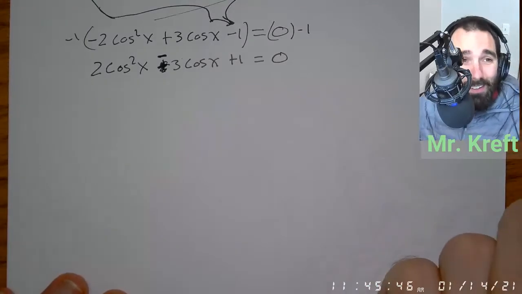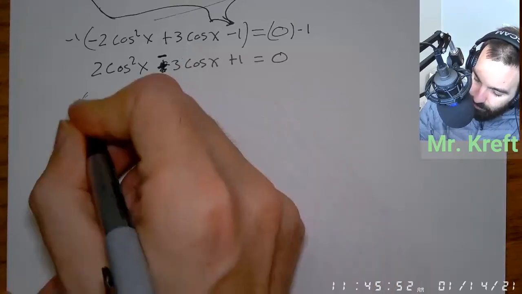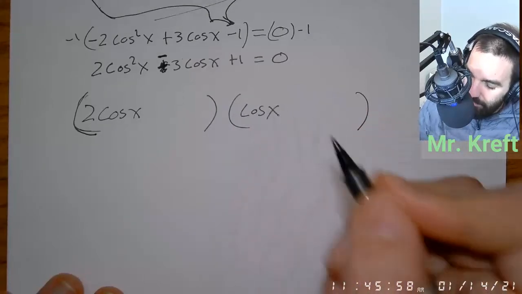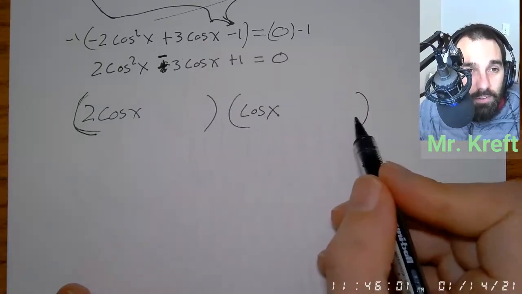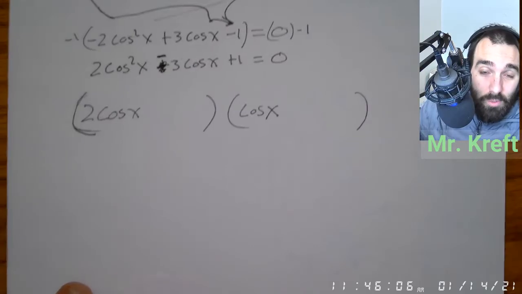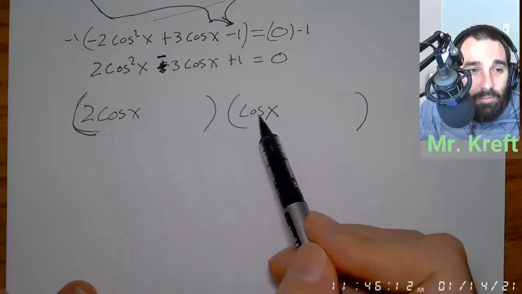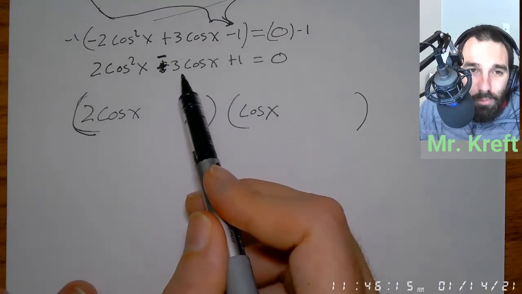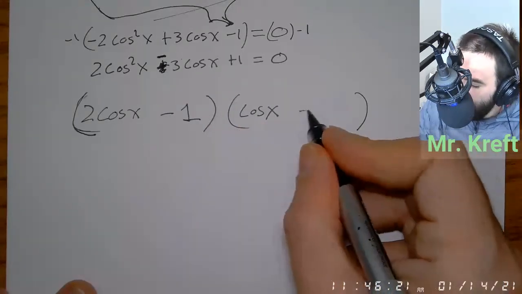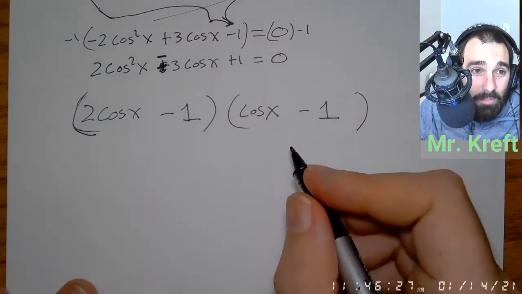So I'm going to solve this by factoring. I would go 2 cosine x, and then I put a cosine of x here. For these last numbers, I know they're going to multiply to get a positive 1, so I can do positive 1 and positive 1, or negative 1 and negative 1. I have 2 cosine and cosine, and I want to get to negative 3 cosine, so the only way to do that is if both of these are negative. You can think of it as guess and check, just guessing and checking until you get it right.